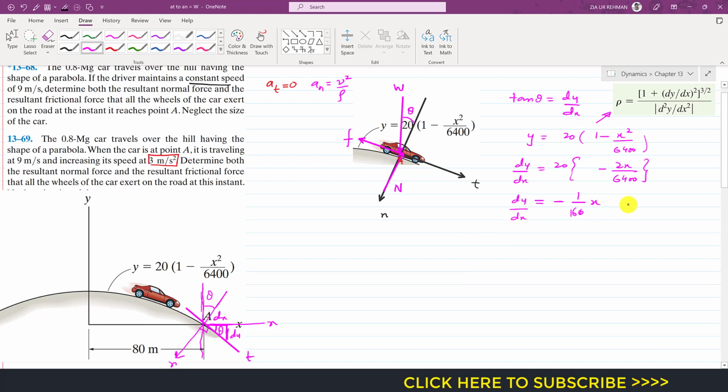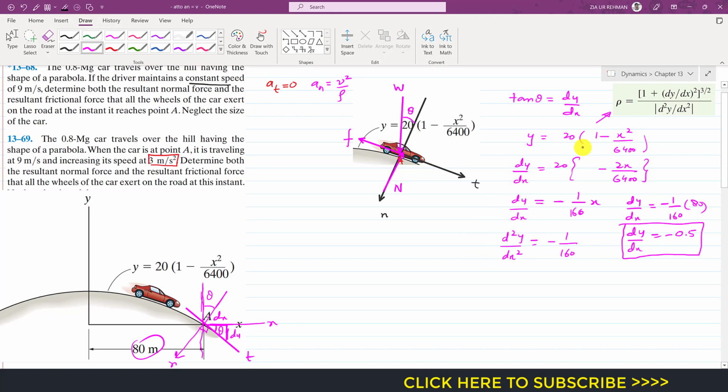And when x is equal to 80 meters, we can find dy by dx. At A, the x value is 80 meters. So minus 1 divided by 160 into 80. 160 divided by 80 is 2, so this is minus 1 divided by 2, which is minus 0.5. So this is dy by dx. Now if I take another derivative, this will be d squared y by dx squared. The second derivative with respect to x is minus 1 divided by 160.